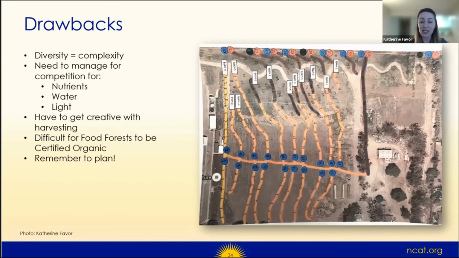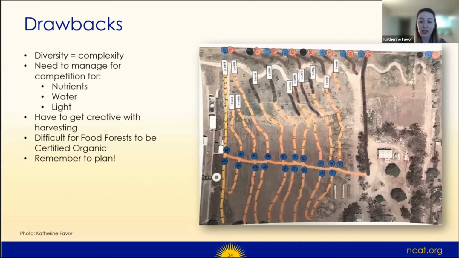One other drawback to keep in mind is that it is harder to be certified organic when you have this diversified of a system. If you're certified organic, you have to keep an organic systems plan, and you have to list all of the crops that you plant. Keeping track of how many of each species you planted in the diversified system can be a big undertaking. It's doable, we did it. It just requires a lot of time on the front end, but after that, you don't have to think about it. But it is something to keep in mind.